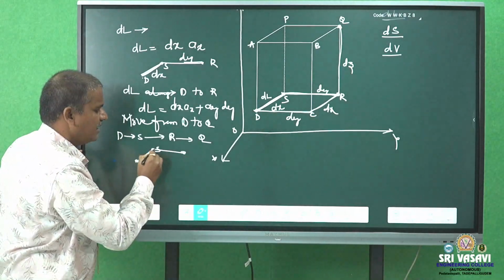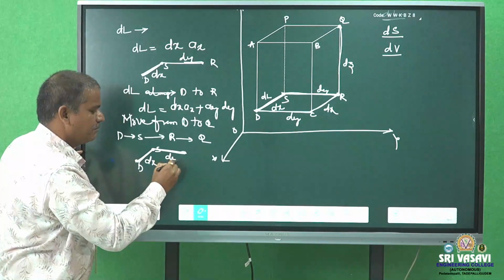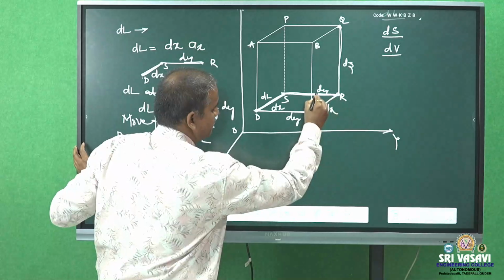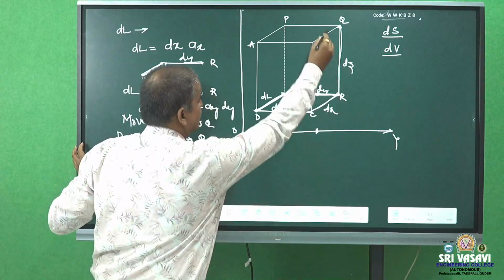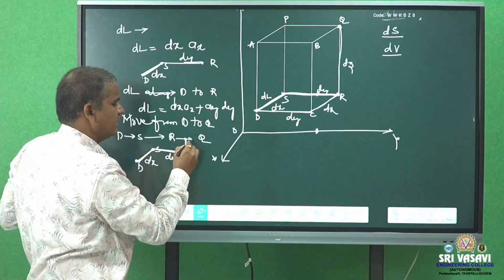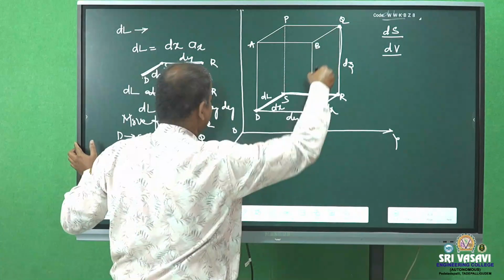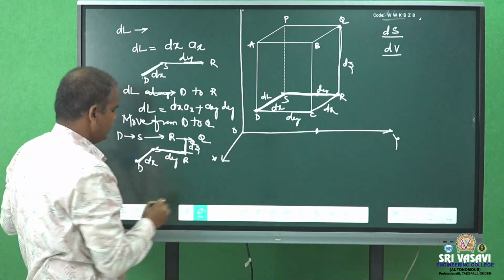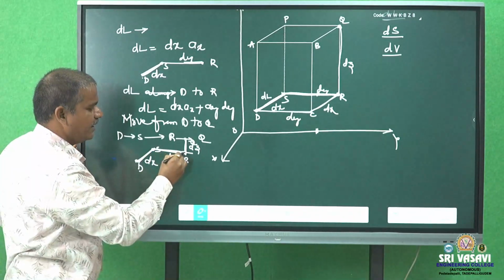This is the R direction. S to R is the Y direction, because S to R is parallel to Y. Next, R to Q, this is R to Q, right? R to Q is the Z direction, dz. So therefore dx, dy, dz.